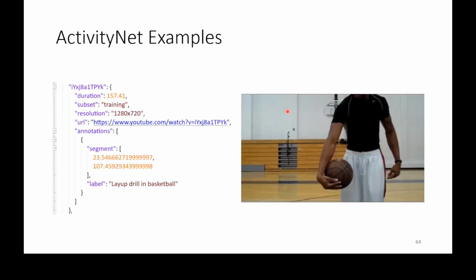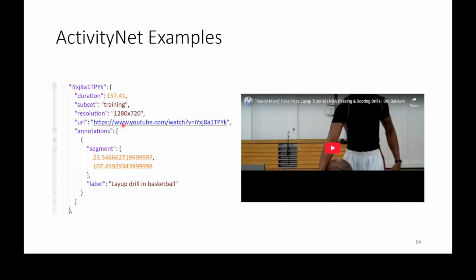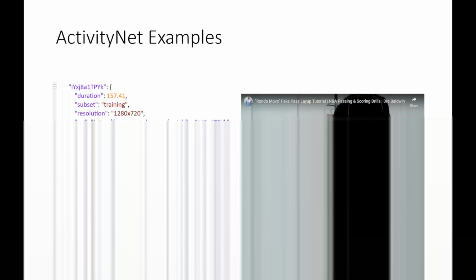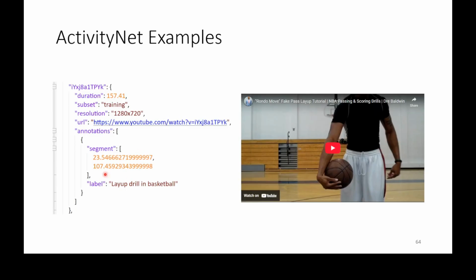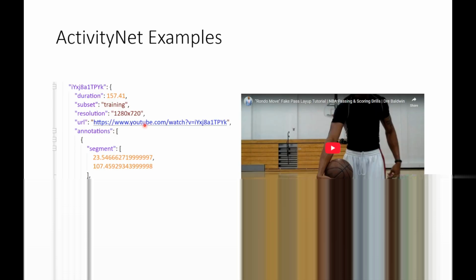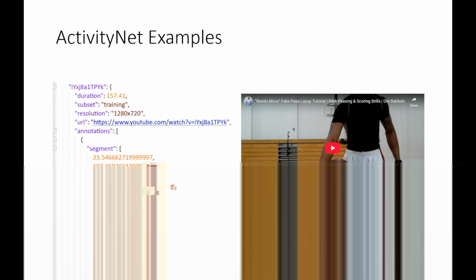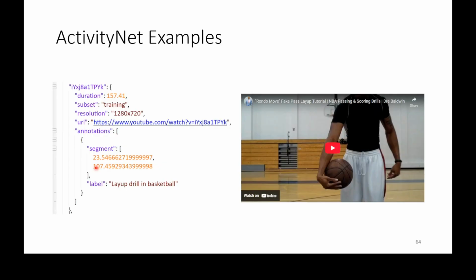Let's take a look. When you get the labels from ActivityNet, you will in fact get a JSON file. Within the JSON file, you will have the link, which will tell you the duration of the video clip. The label is layup drill in basketball, along with the start and end time points. So let's take a look.